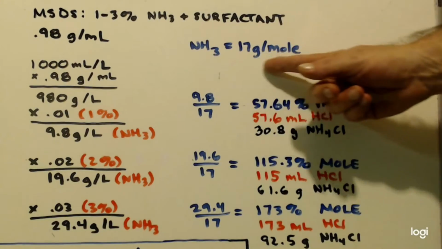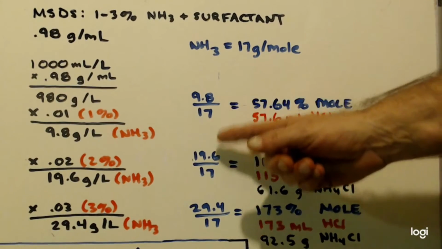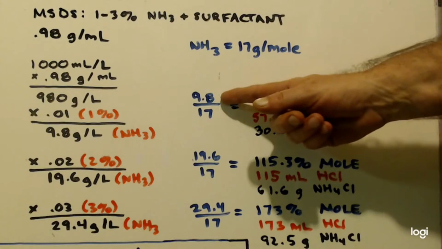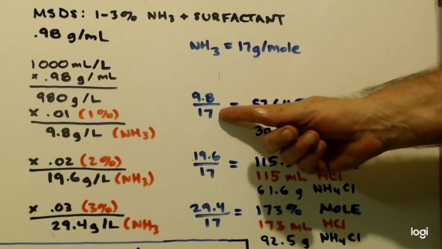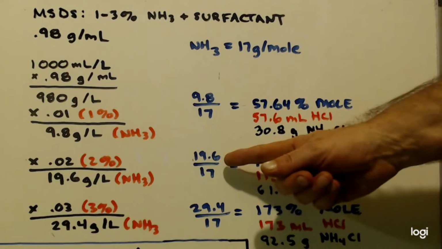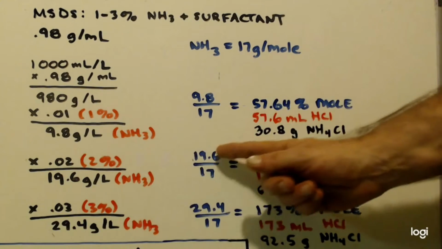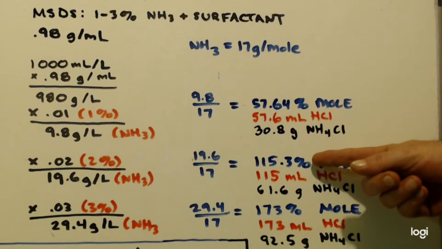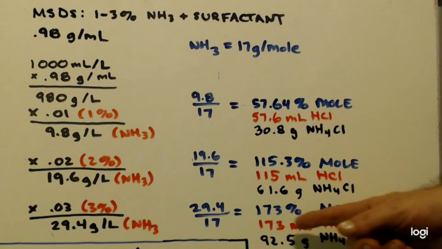So if this is the molar mass of ammonia, I divide each of these numbers by that, by 17. So I can see that 9.8 grams of ammonia is 57.64% of a mole, or of 17 grams, right? Same here, I just doubled to 19.6, because it's 2% instead of 1, and I divided by the molar mass of ammonia. And I find out that it's 115.3% of a mole. Same down here, times 3.